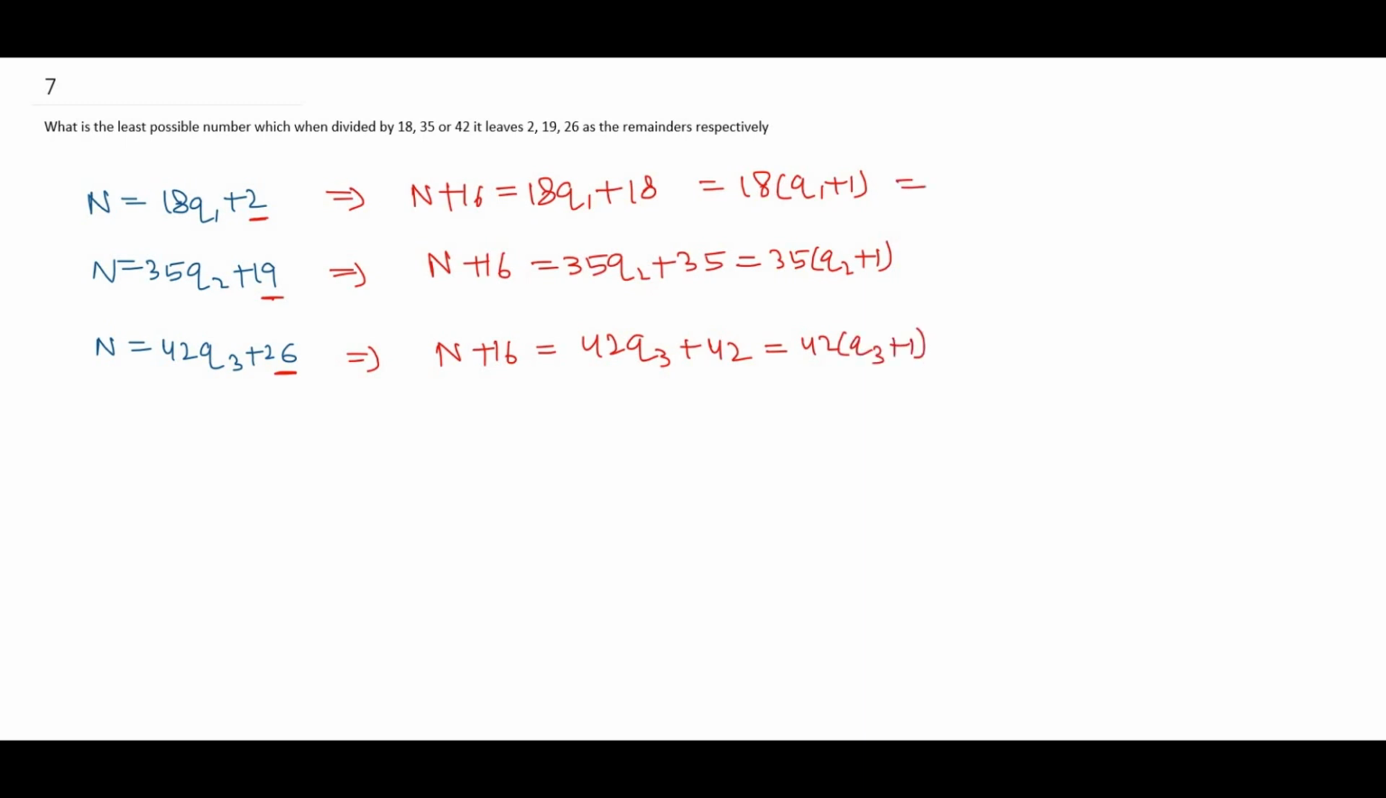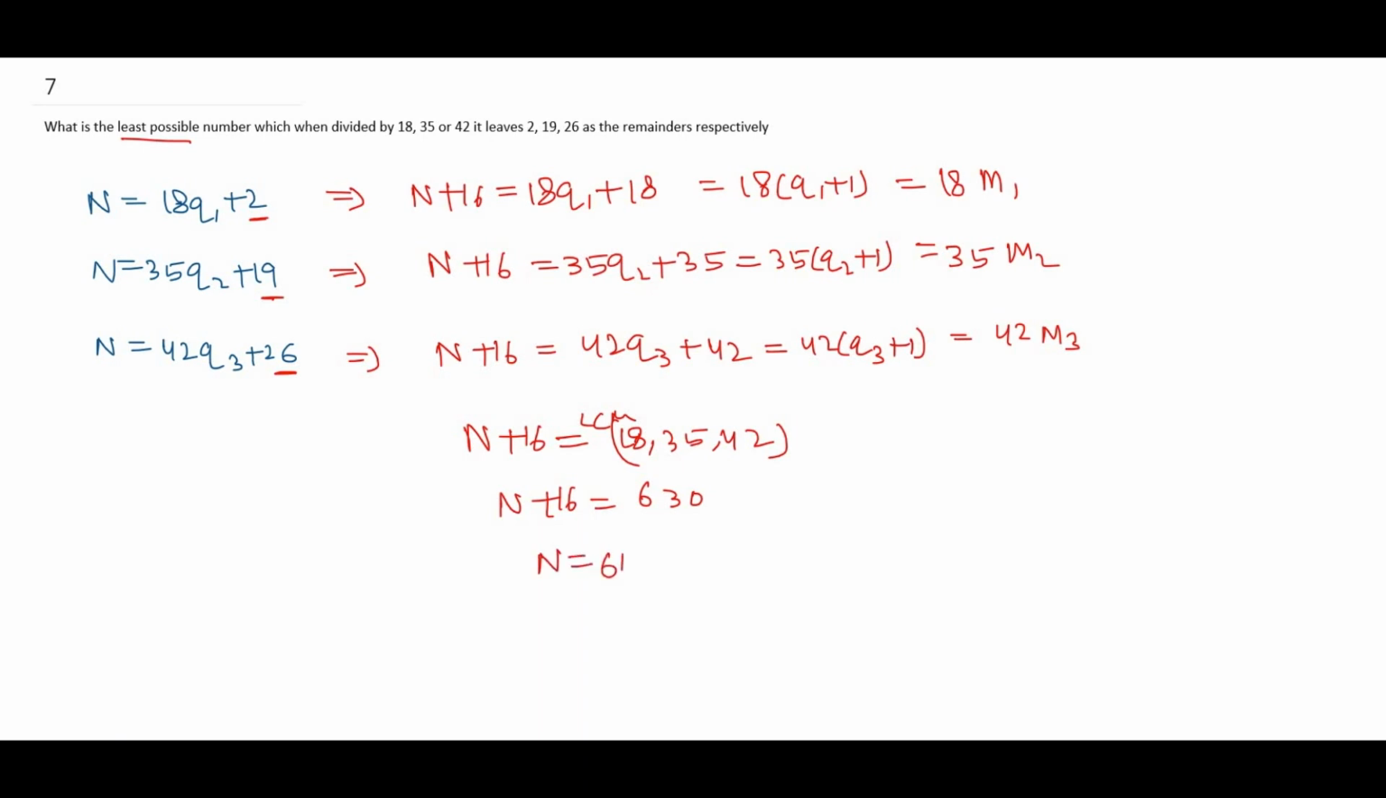That is, N plus 16 is a multiple of 18. So 18 times say M1 is equal to 35 times M2, and this is equal to 42 times M3. So N plus 16 is a multiple of 18, 35 and 42. And we are asked about the least possible number. So we will take the LCM of 18, 35 and 42. So N plus 16 is equal to 630, that is N is equal to 614.